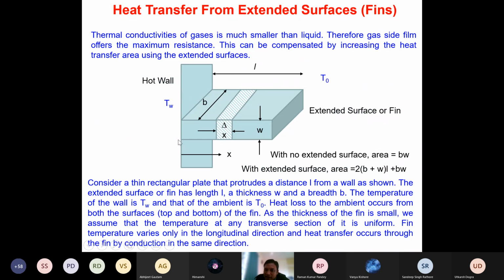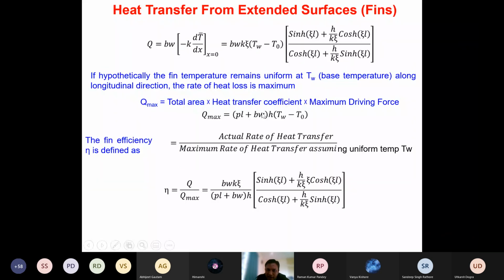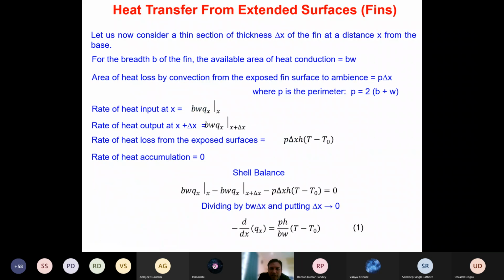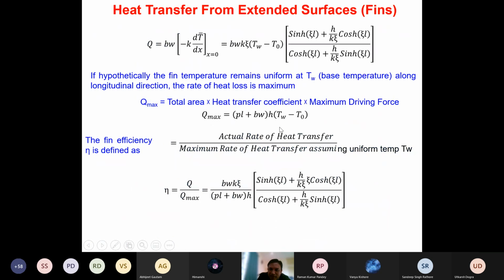But when we are looking at this complete surface for convection heat transfer, then this surface also comes into the picture, isn't it? So this additional area BW is coming here because of that. Earlier we took the convective heat transfer as P delta X H, so that is nothing but PL H delta T, isn't it? Yes or no? But in addition to that, I am taking plus BW also.